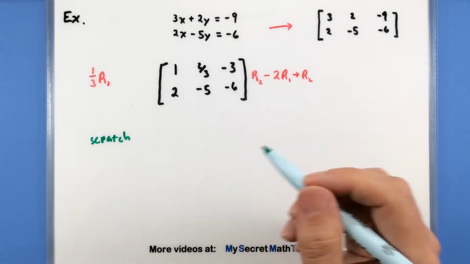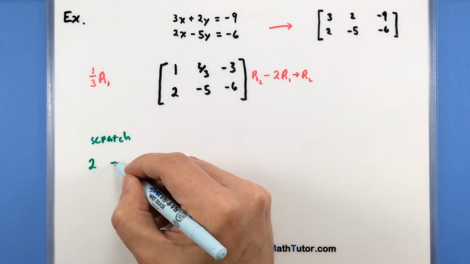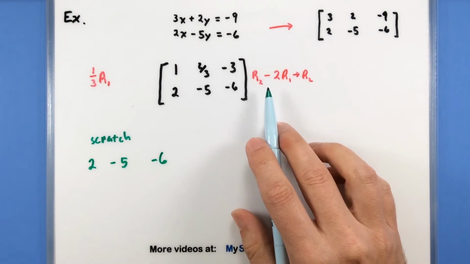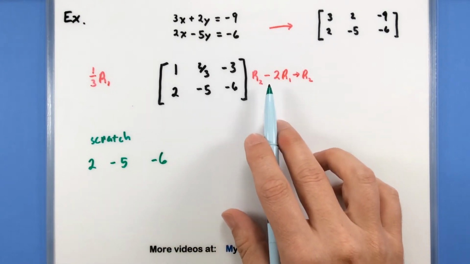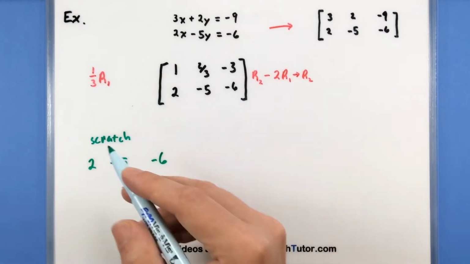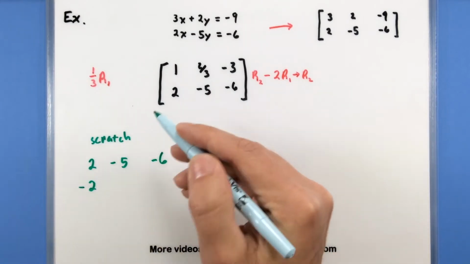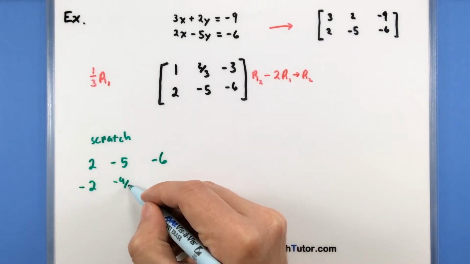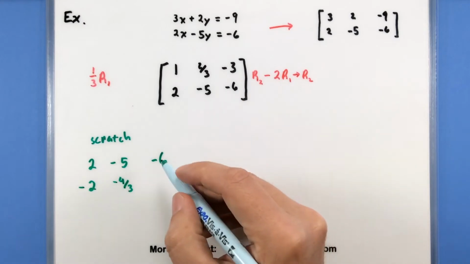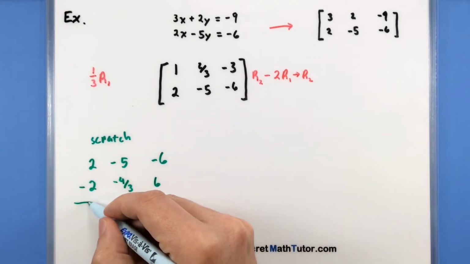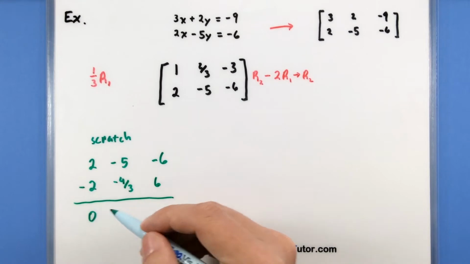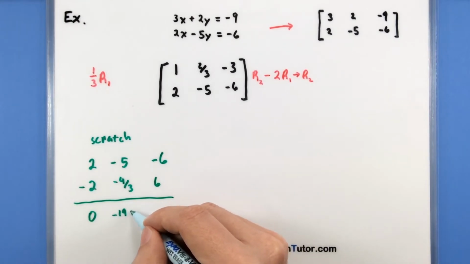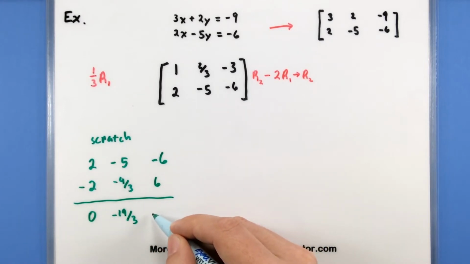So what I'm saying here is take row 2 just as it is: 2, negative 5, negative 6. There's my row 2. And I want to essentially take row 1 and multiply it by negative 2. So let's take all these entries and multiply by negative 2. So 1 times negative 2, negative 2. 2/3 times negative 2, that's negative 4/3. And negative 3 times negative 2, there's a positive 6. So I'm really just going to add these together and see what I get. So let's see, negative 5 plus negative 4/3, that's a negative 19/3. Negative 6 plus 6, 0.